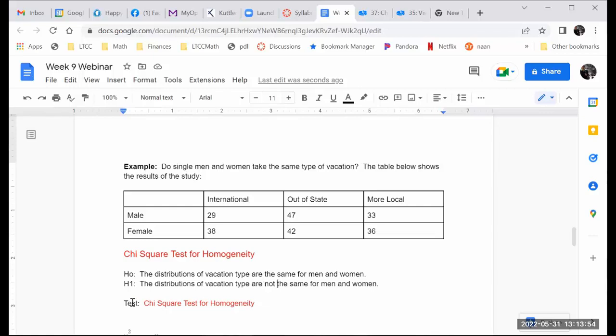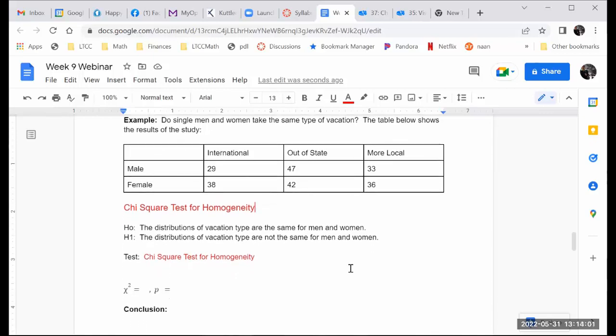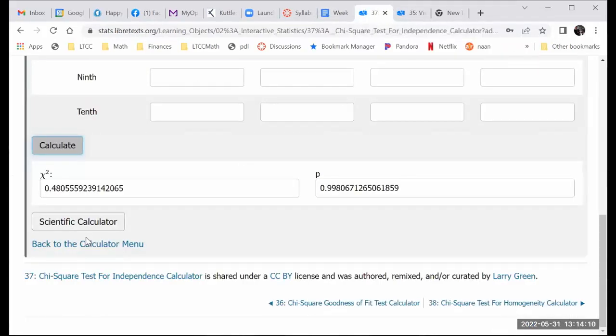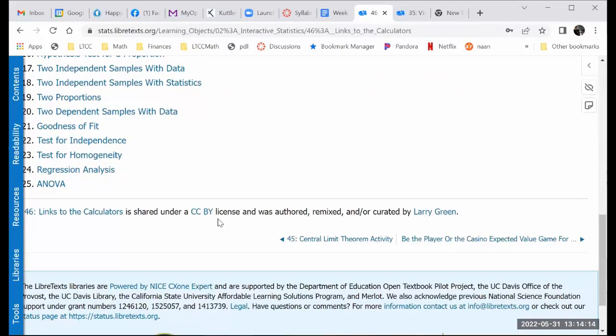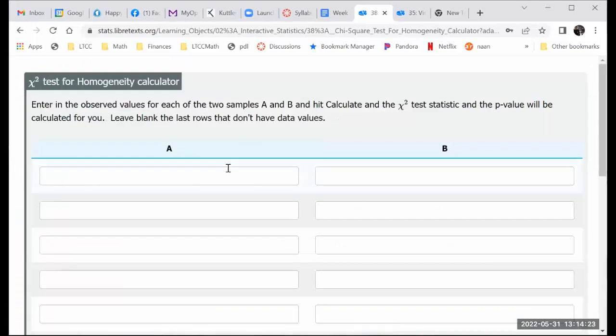Okay. And again, chi-square test for homogeneity. It can't hurt to put it twice because it's the big test for this one. So also on this one, I'm going to go to the calculator. Let's go back to the calculator, Manny, and you better be able to tell me which one I need to use. 23, test for homogeneity. And here, A and B. A are going to be the men, B are going to be the women.